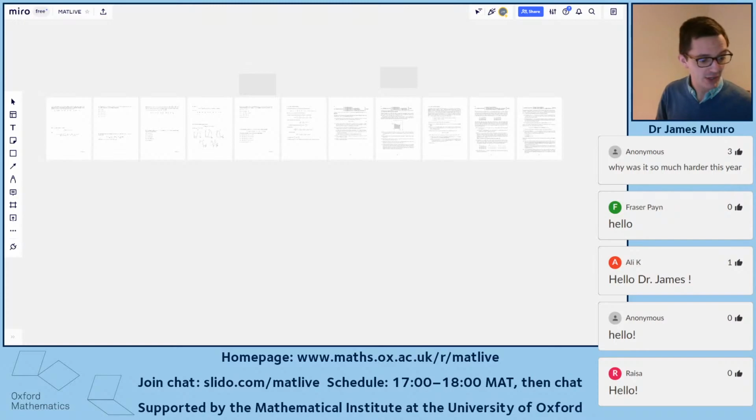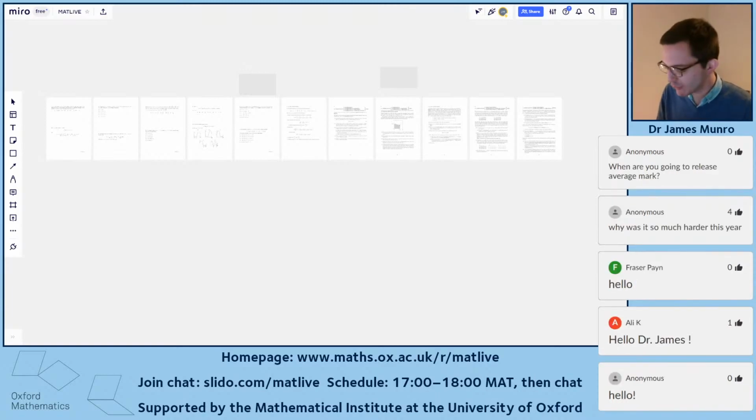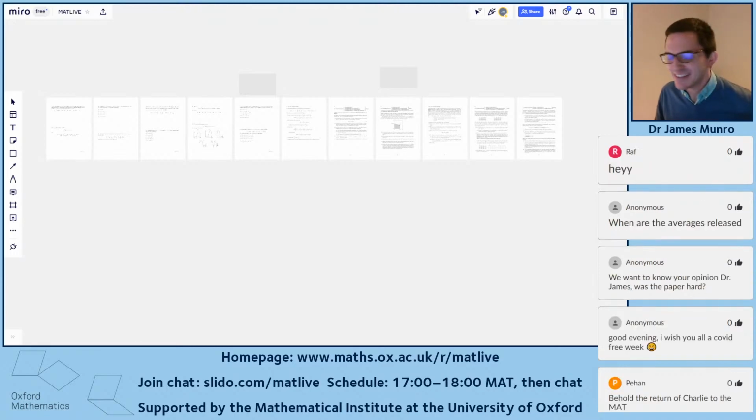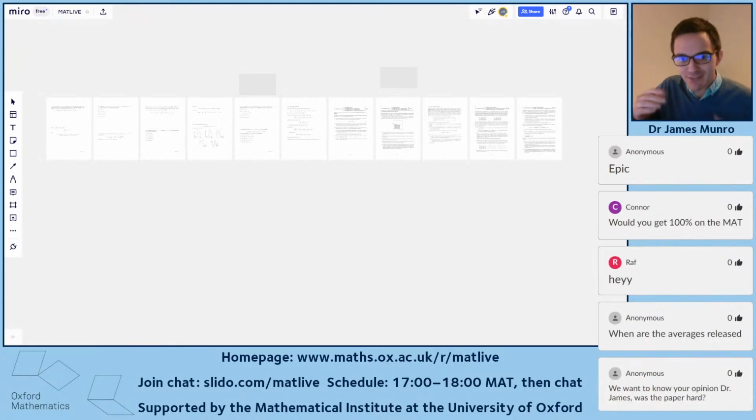Okay, when am I going to release the average mark? Someone asked. I'll put out the first average mark, the average of everyone who took the test, and the average for Oxford applicants, I might release in late November, around the shortlisting time, when I put the solutions up as well. So the averages are going to come out in a couple of weeks.